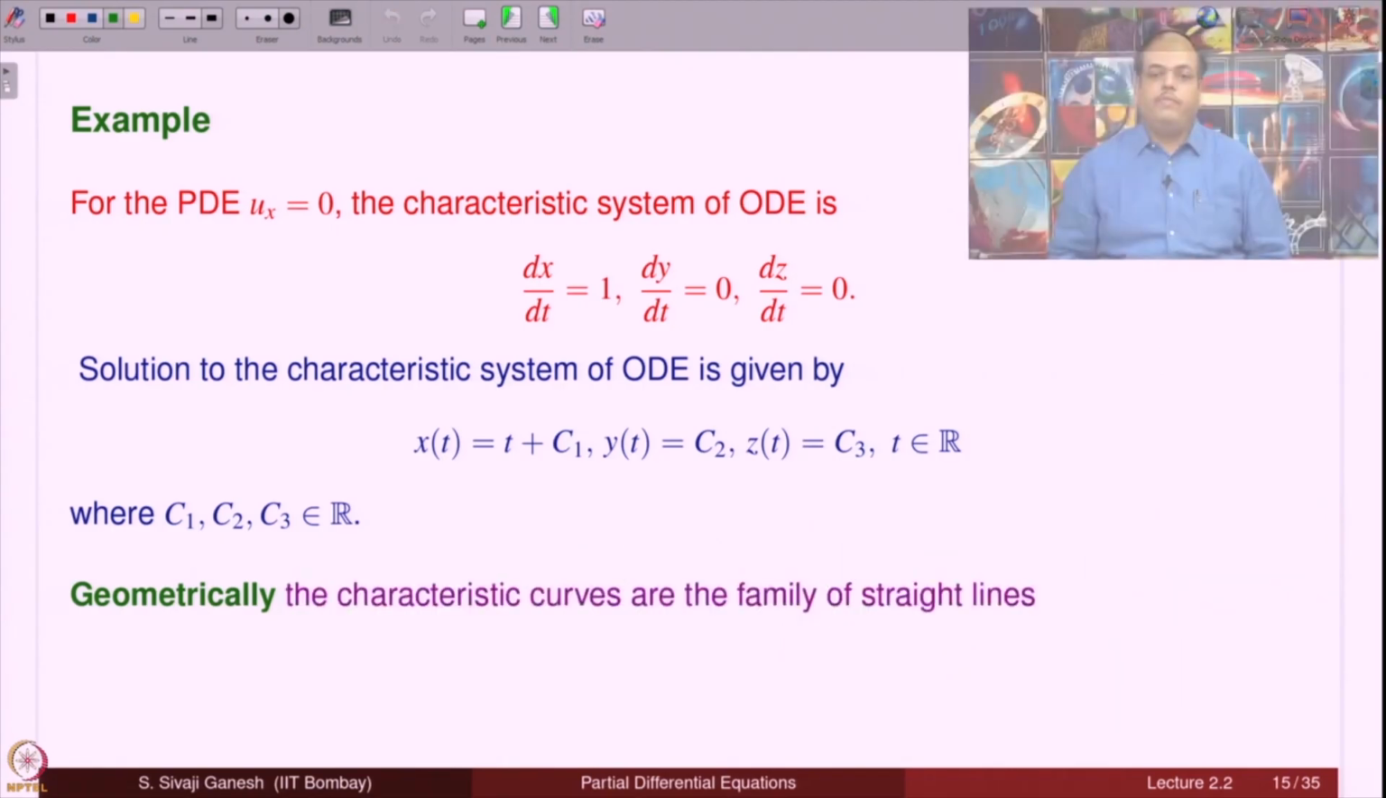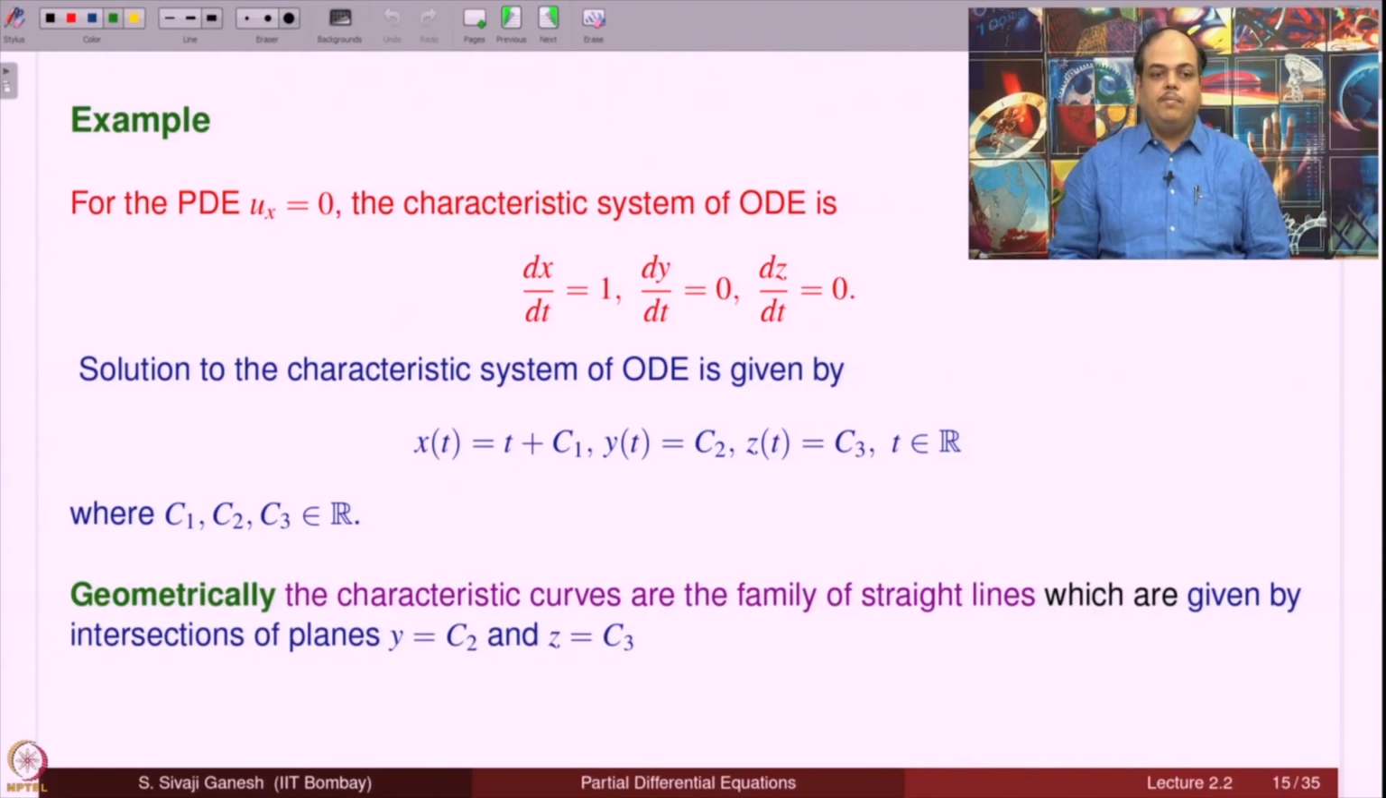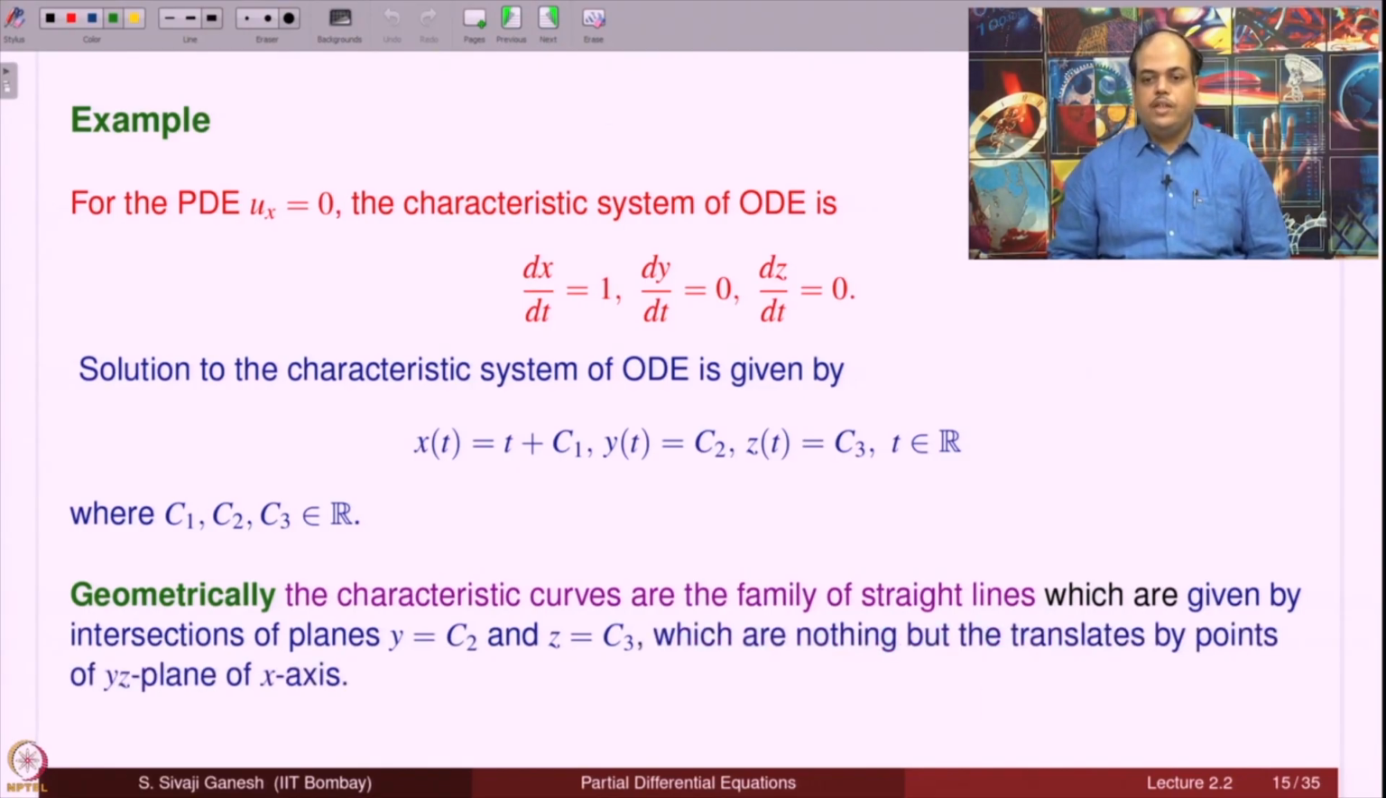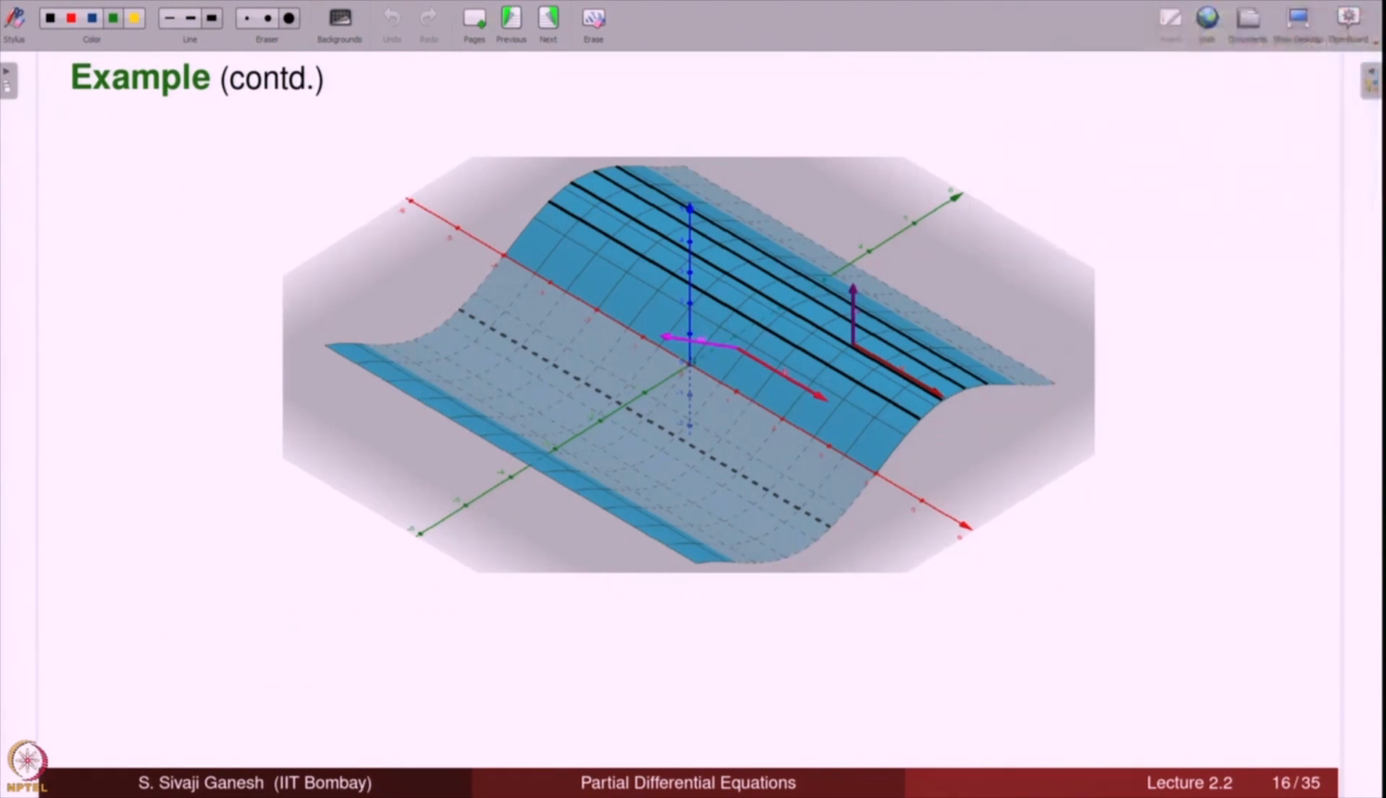So, characteristic curves are the family of straight lines which are given by the intersection of the plane y equal to C2 and z equal to C3, which are nothing but the translates by points of the yz plane of the x axis. So, this is a picture specific to some particular quasi-linear equation. The equation is u_x equal to 0, and u(x,y) equal to sin y is a solution, you can verify. It does not depend on x. u_x equal to 0 means it is constant with respect to x, so it is a function of y only. I have taken that to be sin y.